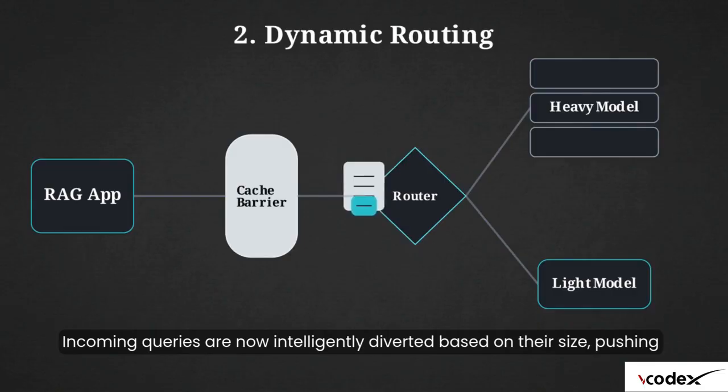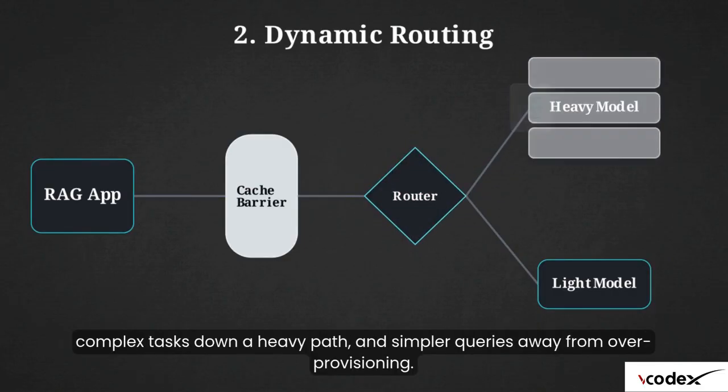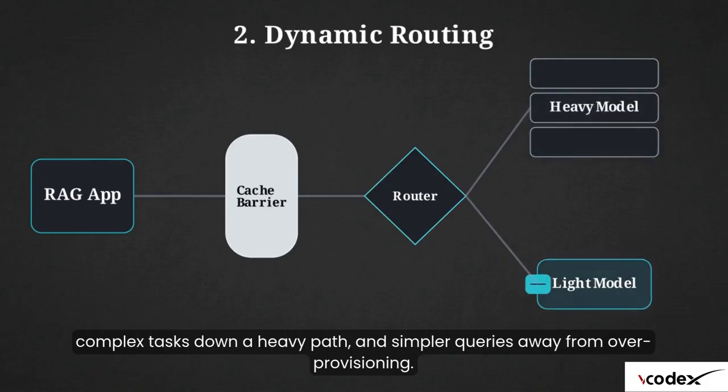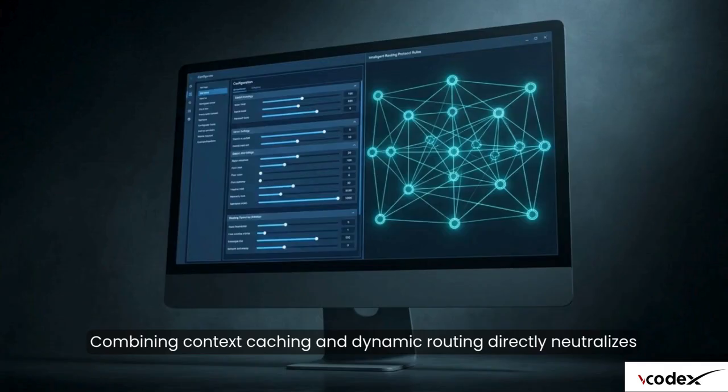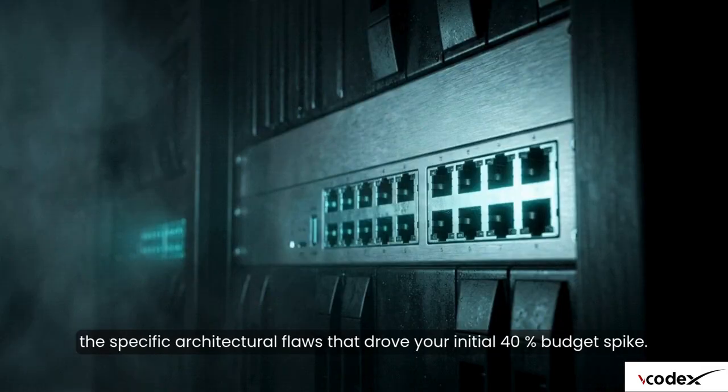Next, the routing updates. Incoming queries are now intelligently diverted based on their size, pushing complex tasks down a heavy path and simpler queries away from over-provisioned models to lightweight, low-cost alternatives. Combining context caching and dynamic routing directly neutralizes the specific architectural flaws that drove your initial 40% budget spike.